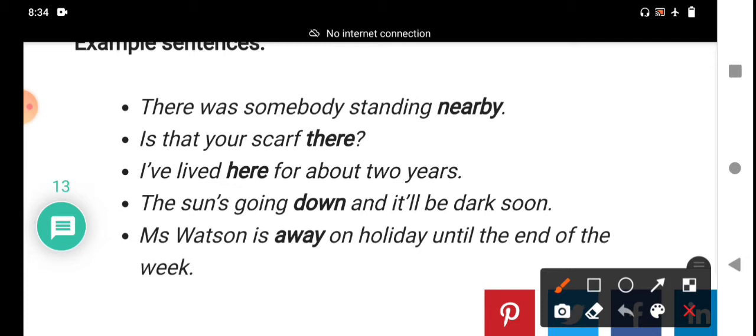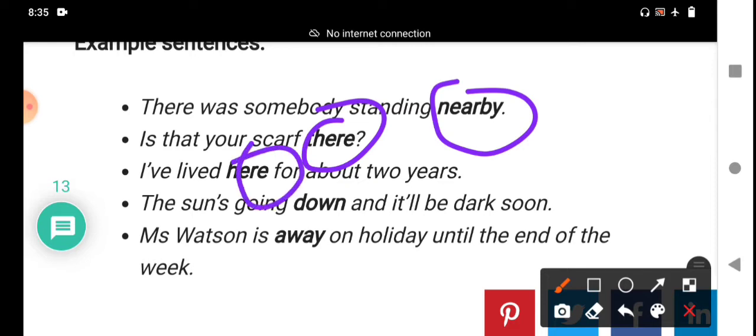There was somebody standing nearby. Is that your scarf there? I have lived here for about two years. About two years. For is a period of time. When we are discussing tenses, in the present perfect tense, for denotes the period of time, and since denotes the point of time. The sun is going down and it will be dark soon. Both are adverbs. Soon is an adverb of time. When?